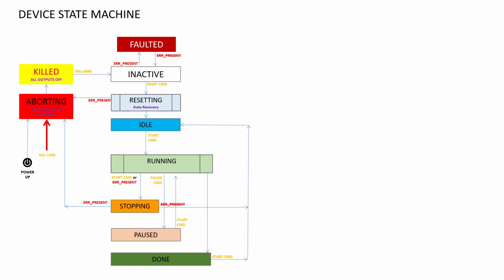Once they're cleared, go back to the inactive state and wait to be reset. So it's assumed that in a killed and an inactive state, the device is not doing anything. It's basically inactive. The killed state is a special case because we're holding it in this killed state until we deem that it can be reactivated.